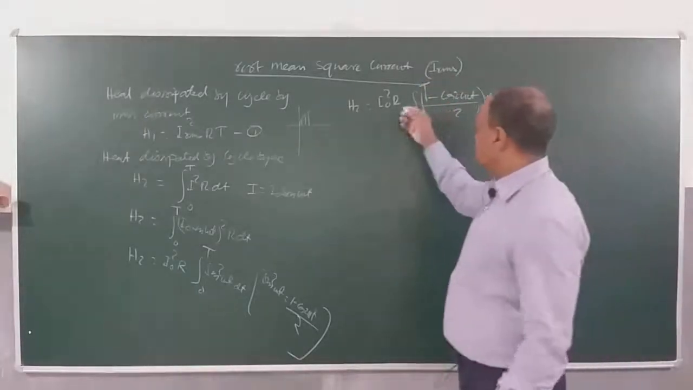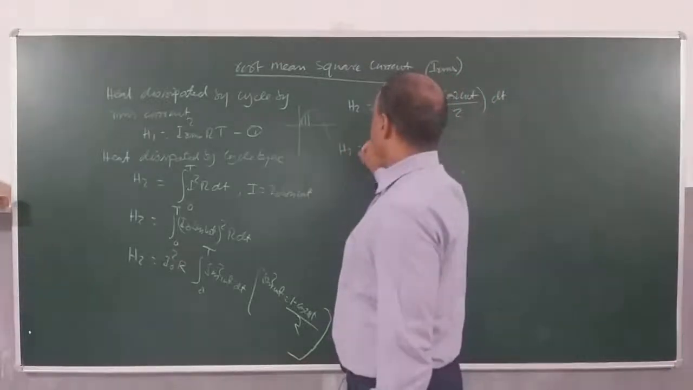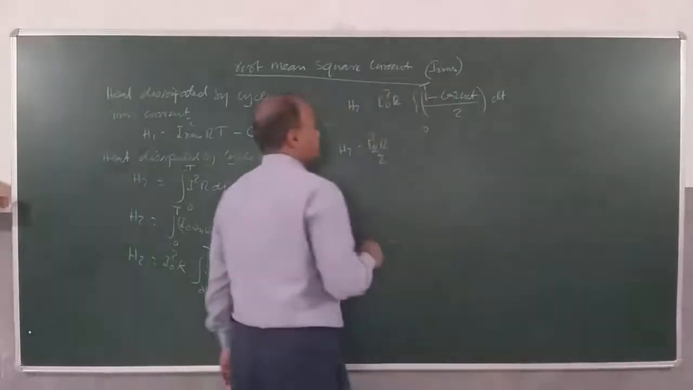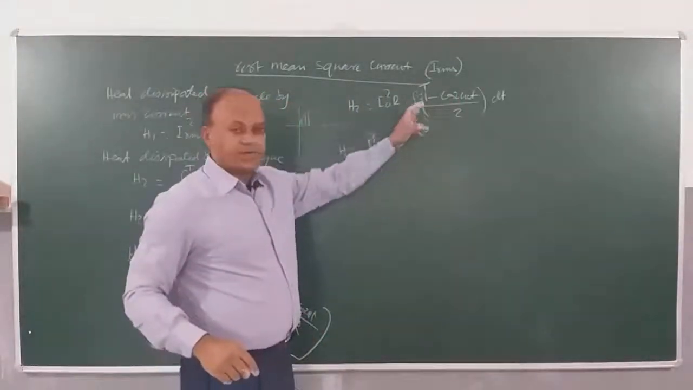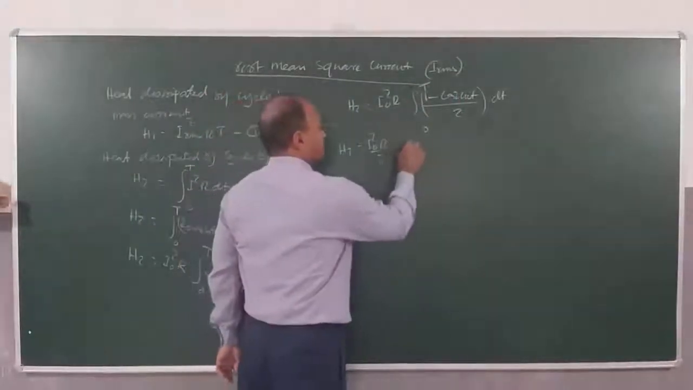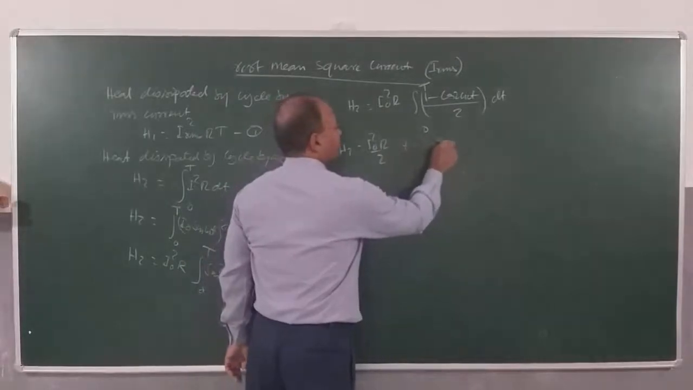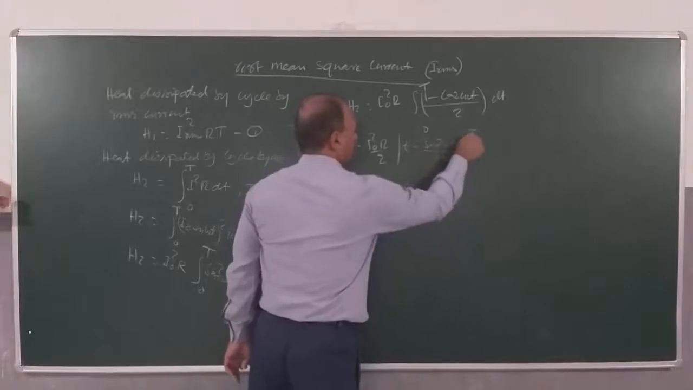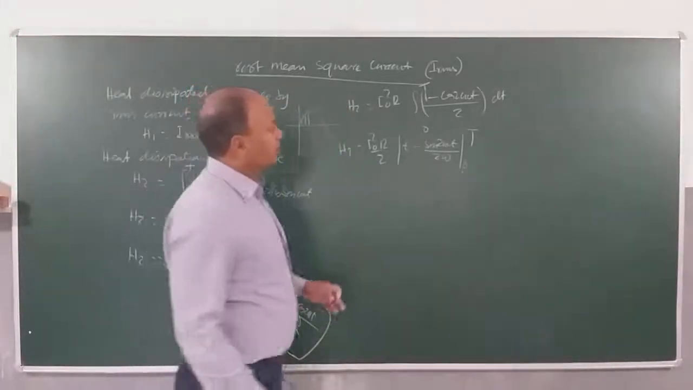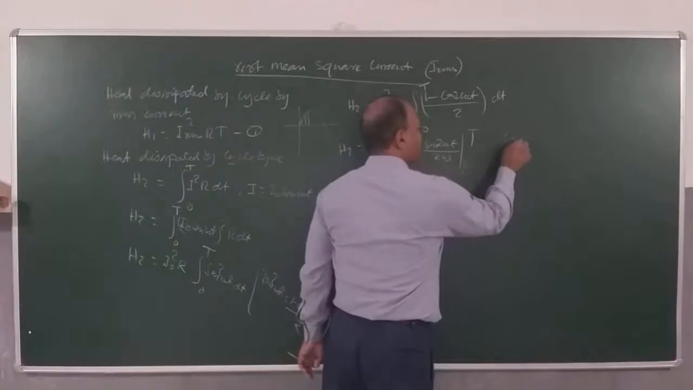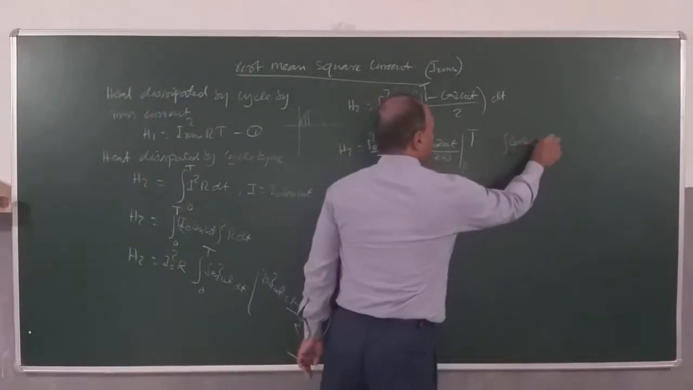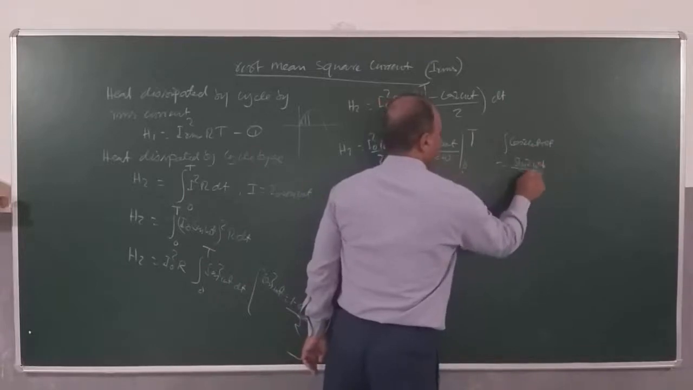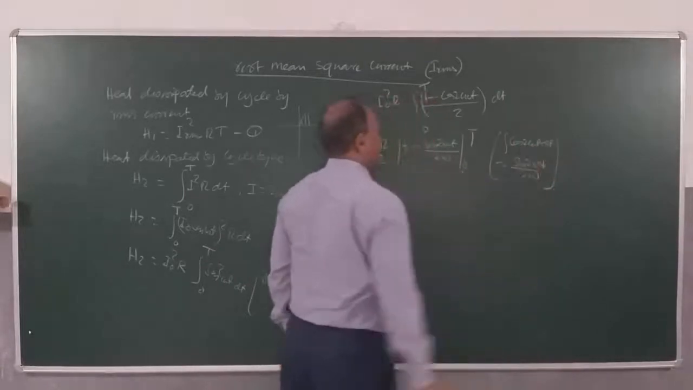Now 2 comes out, H2 becomes I naught square R by 2, and then integration of 1 is what? T, minus sine 2 omega t by 2 omega, 0 to T. Yes? If not mathematics, you can remember integration of cos 2 omega t will be sine 2 omega t divided by 2 omega, right? So this is for your reference.